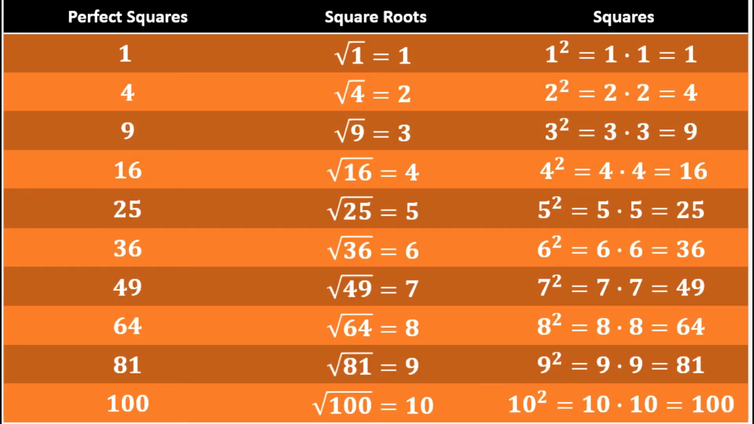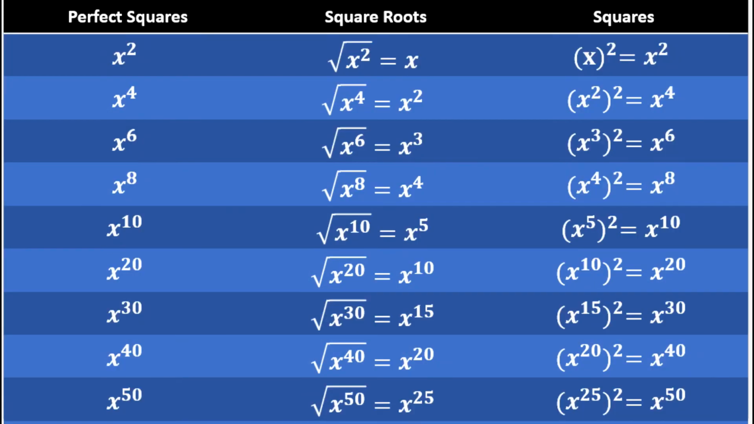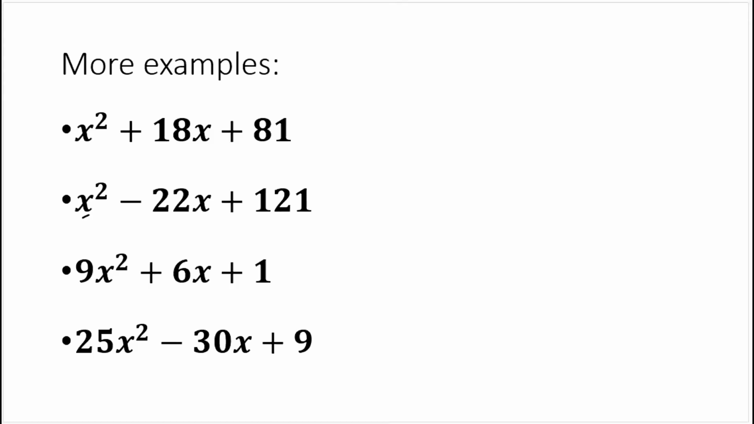Okay, kagaya sa lesson 2, we have here the table of the perfect squares from numbers 1 to 100. And also, we have here the table of perfect squares for variables. Okay, now, let's try to answer more examples. First, identify natin if it is a perfect square trinomial. And then, if it is a perfect square trinomial, we are now going to get the factor, which is a square of a binomial. Una, we have x squared plus 18x plus 81.